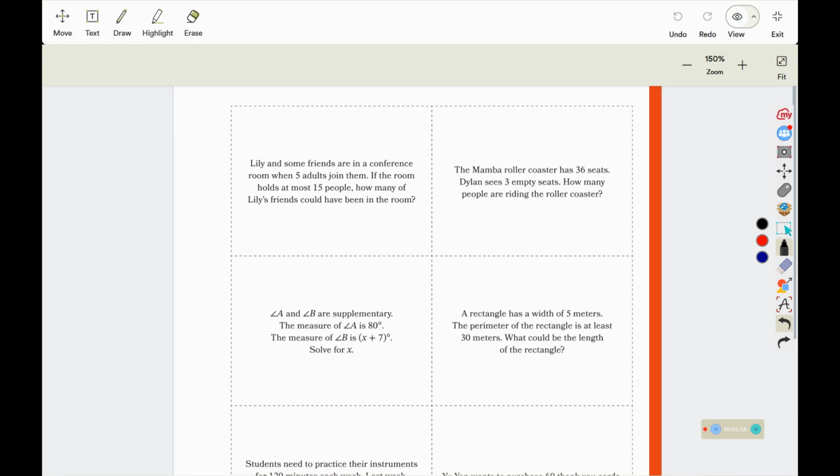Lily and some friends are in a conference room when 5 adults join them. If the room holds at most 15 people, how many of Lily's friends could have been in the room? So that phrase "at most" indicates that we will use an inequality for solving that problem. The Mamba roller coaster has 36 seats. Dylan sees 3 empty seats. How many people are riding the roller coaster? This would be an equation.